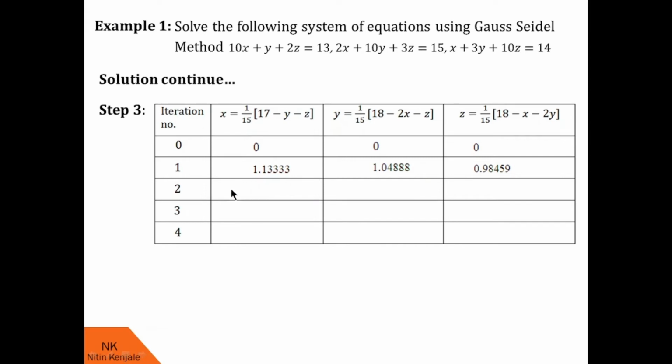Similarly, for x2, now we substitute this value of y and this value of z into this equation. So we get x2 as 0.99776. I hope guys you must have carried your calculator along with you so that you can simultaneously see the calculations. Now for finding next value of y, say y2, we substitute this value of x over here and this value of z over here. So we get y2 as 1.00132.